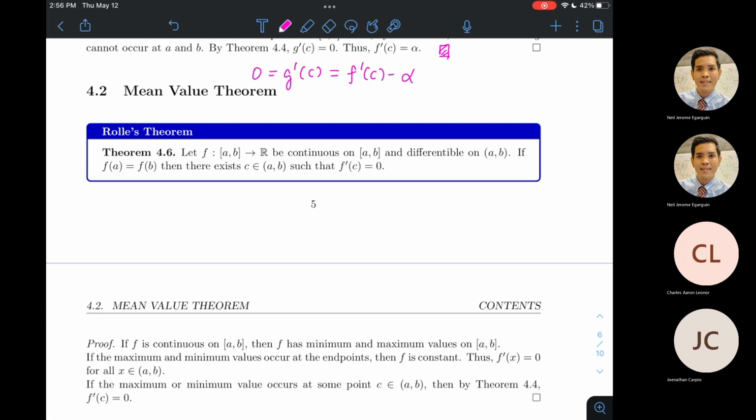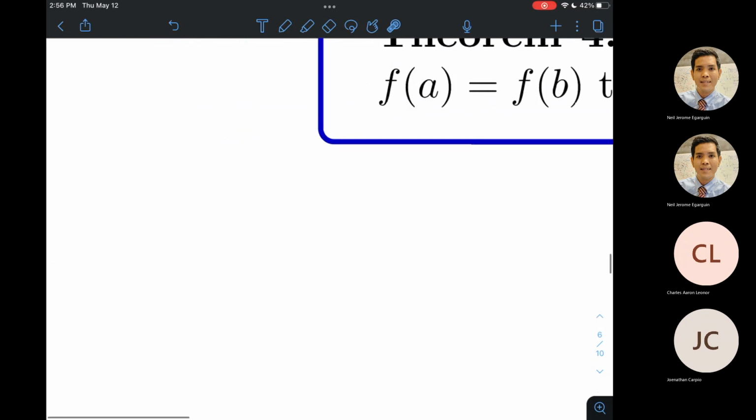Ito yung tinatawag natin na Rolle's theorem. Okay, so ang sabi ng Rolle's theorem, we are considering a function f that is continuous on a closed interval AB and differentiable on the open interval AB. And if in the off chance that f of A is equal to f of B, then we are sure that there exists a number C on the open interval AB such that f prime of C is equal to 0.